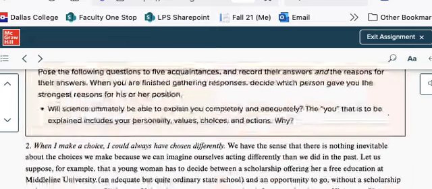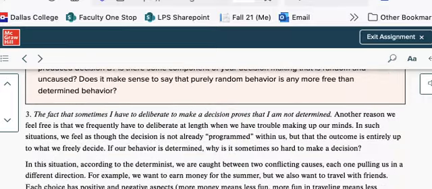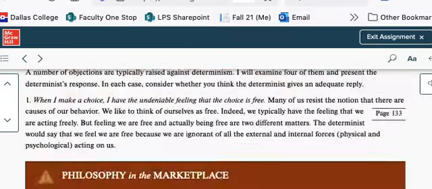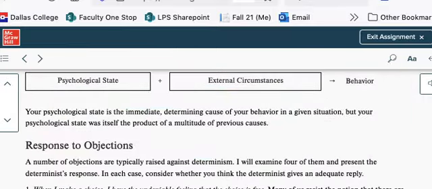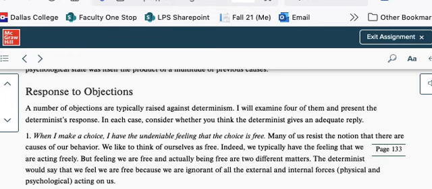He then goes on to talk about, right here, what is this? Oh, so then he brings up some objections that can be made. The objections are against metaphysical determinism. Okay, so I want you to keep that in mind as well.